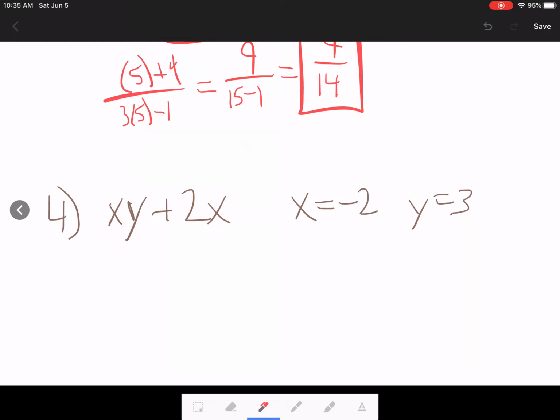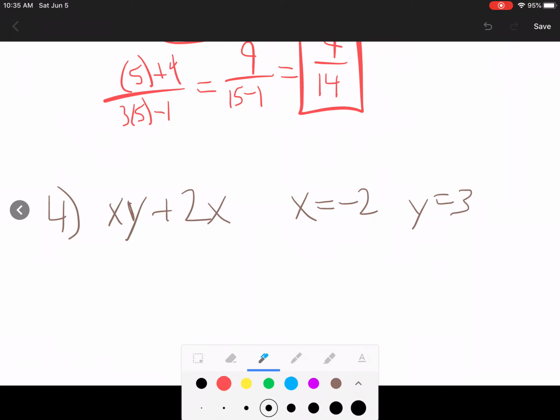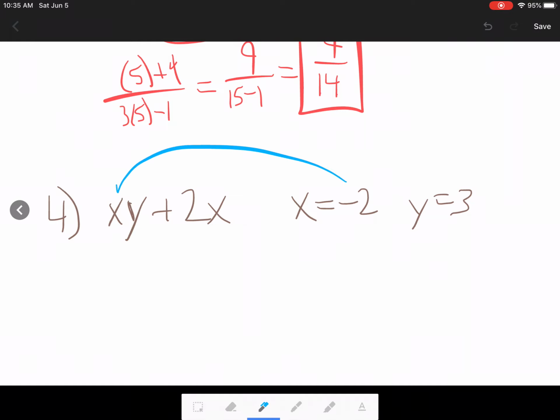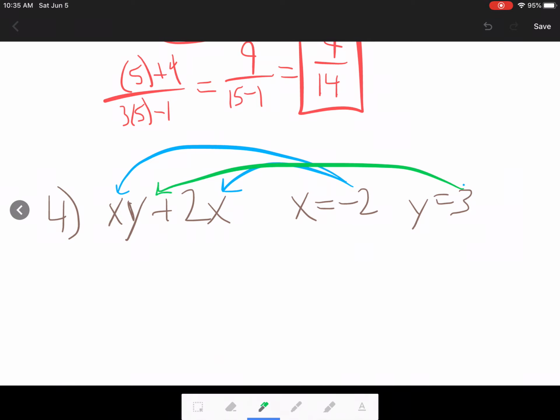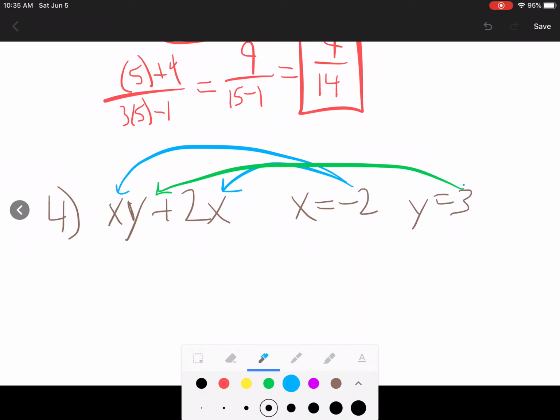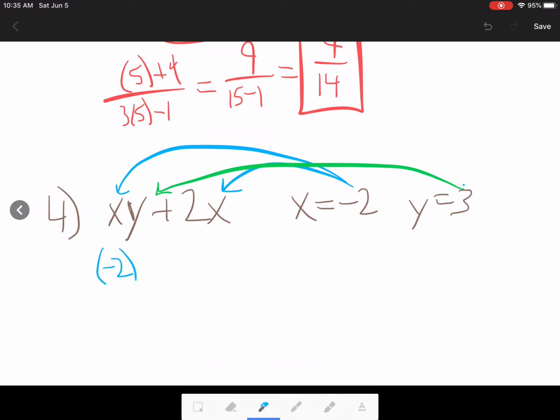All right, finally, if we want to, we can kick this problem up a notch by looking at multiple variables. But again, the process doesn't change. We're going to take the variable, we're going to plug it in to the appropriate spot. So here, I have negative 2 goes into x twice, whereas my 3, let's do a different color for that, is going to go into y right there. Now, use my parentheses. So negative 2 times 3 plus 2 times negative 2.